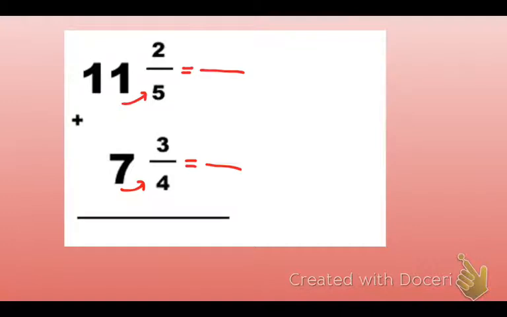4 doesn't go into 5. Next number, 10. 4 doesn't go into 10. Next number for 5, 15. 4 doesn't go into 15. But it does go into the next number, 20. So our new common denominator is equal to 20.